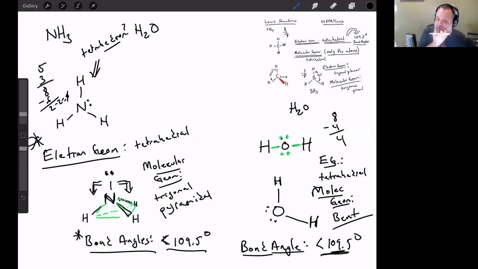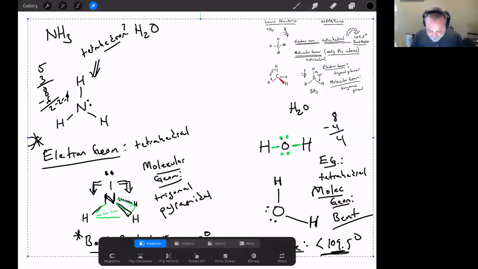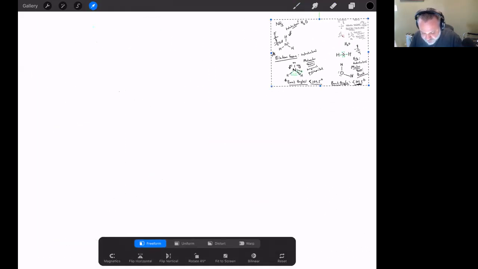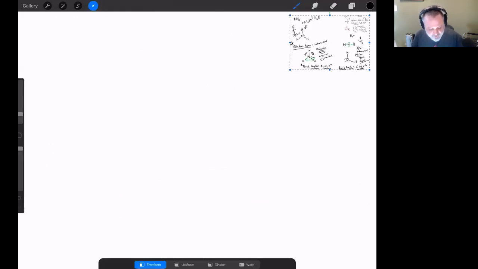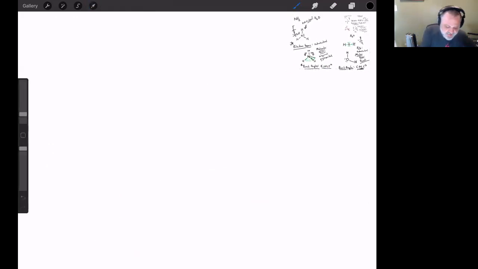They're at an angle, so I'm going to call it bent. All right, and so that's a couple of different ones. That's tetrahedral. That takes care of tetrahedral pretty well. But let's take a look at some other situations. What if I had CO2 or maybe N2? Let's think about those molecules and how we deal with that.